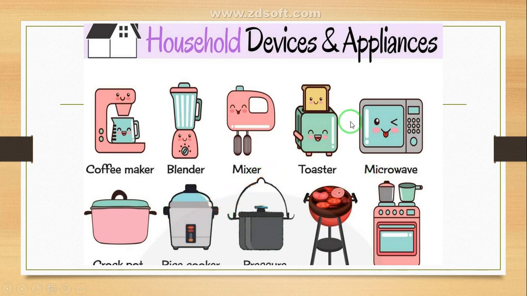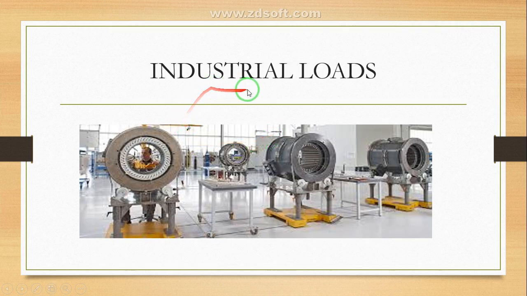The device which consumes electricity is called an electrical load, whether it is in the house, which is called household devices. And these are some examples of industrial loads. The major part of the industry is nothing but motors and generators, so for that we will discuss motors and generators. Those are called electrical machines.